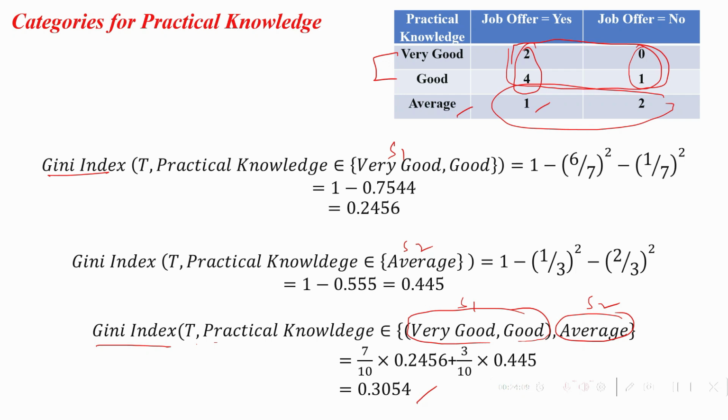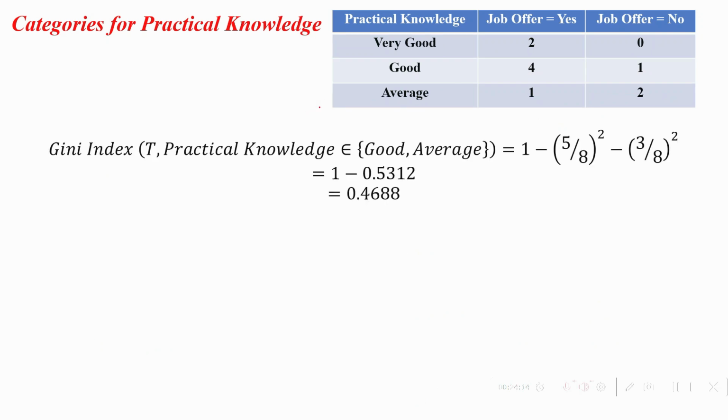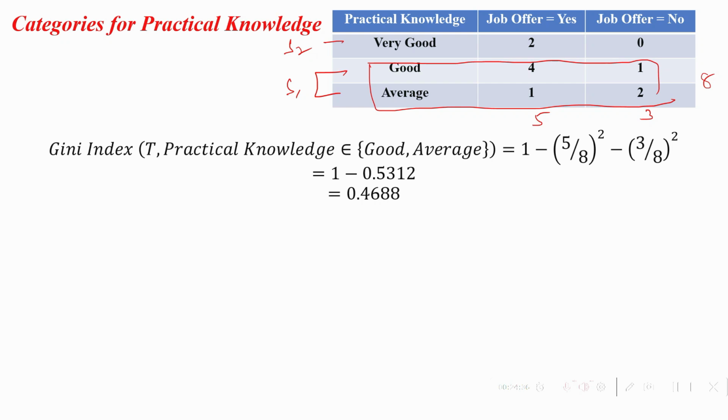Now we are going to find out the other subset. Here good and average is one subset and very good is the other subset. This is S1 and this is S2. The number of elements in this subset is 8. Out of 8 elements, 5 belong to yes and 3 belong to no. So the Gini index of the target variable with respect to practical knowledge belonging to good and average is equal to 1 minus (5 by 8) whole square minus (3 by 8) whole square.